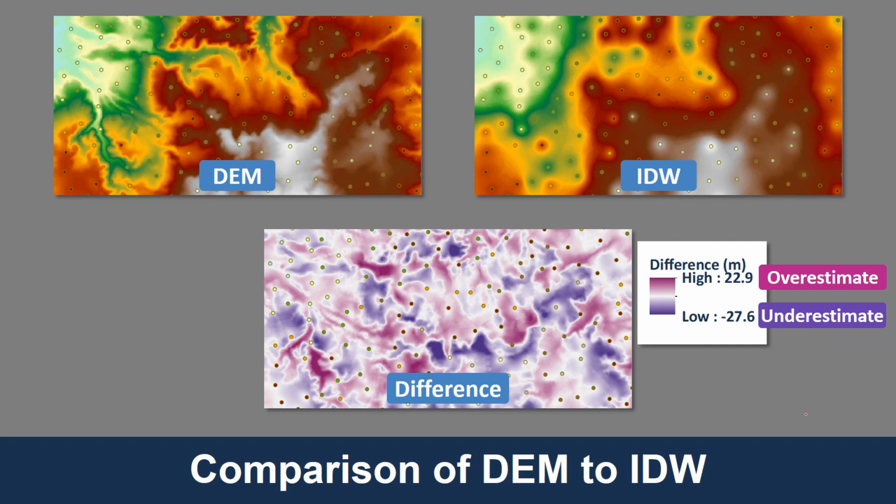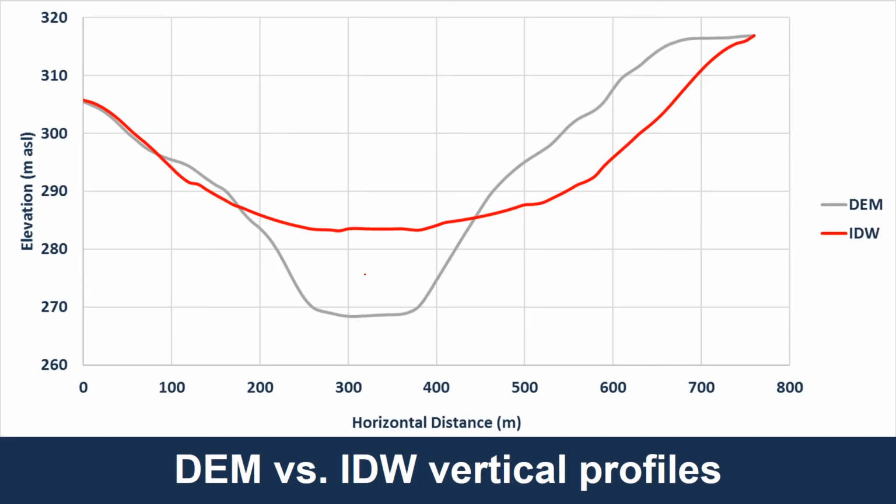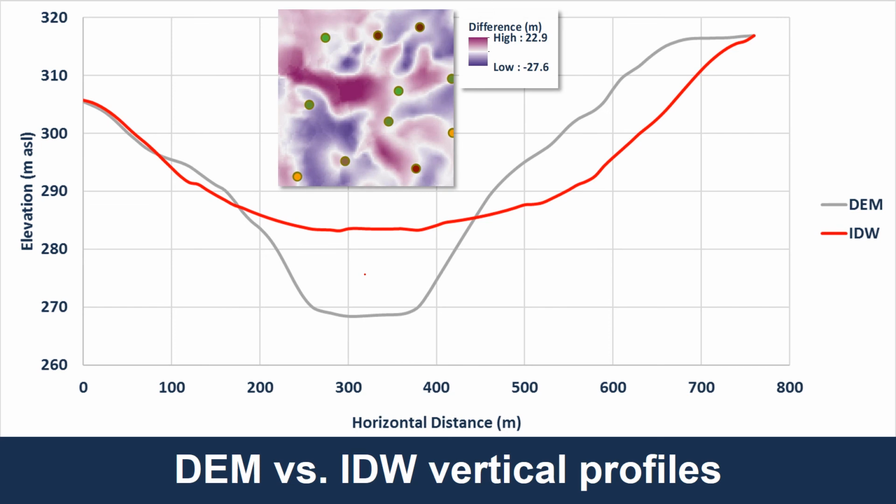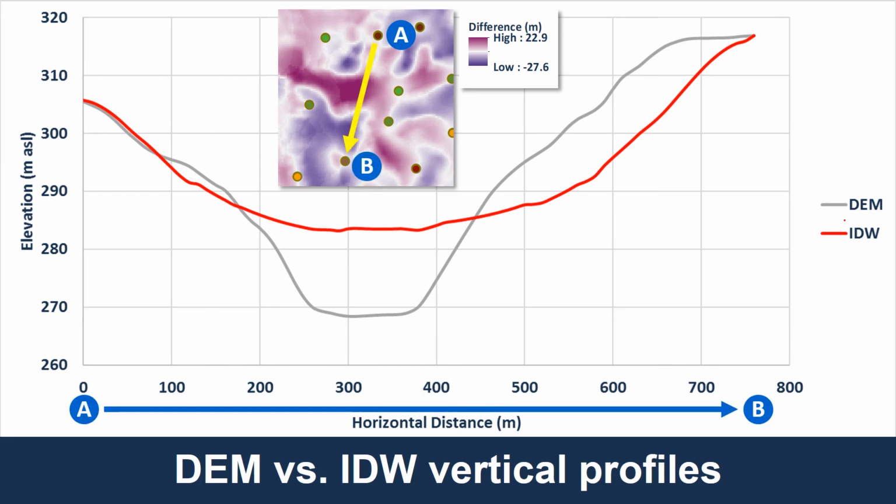One way to visualize this even further is to look at a profile across the landscape. So we'll look at this line across here, and across here, and across here for the three different versions of this: DEM, IDW, and the difference. I've just drawn this profile here, and you can see that we have our differences. The DEM, what we're treating as reality or close to it, is in gray, and the IDW version is in red. And here's our profile from A to B.